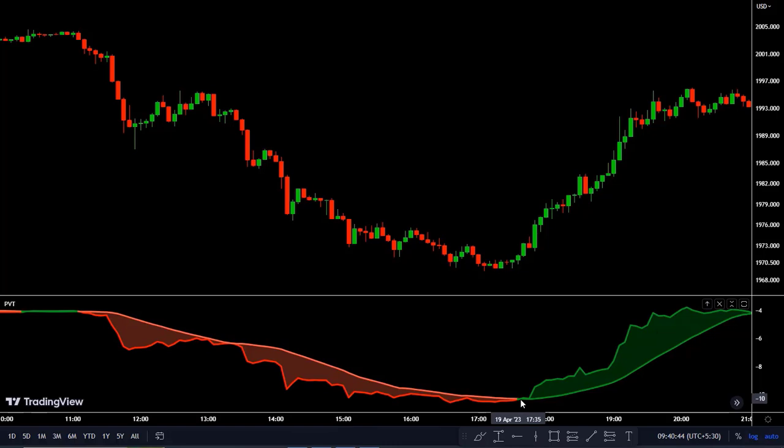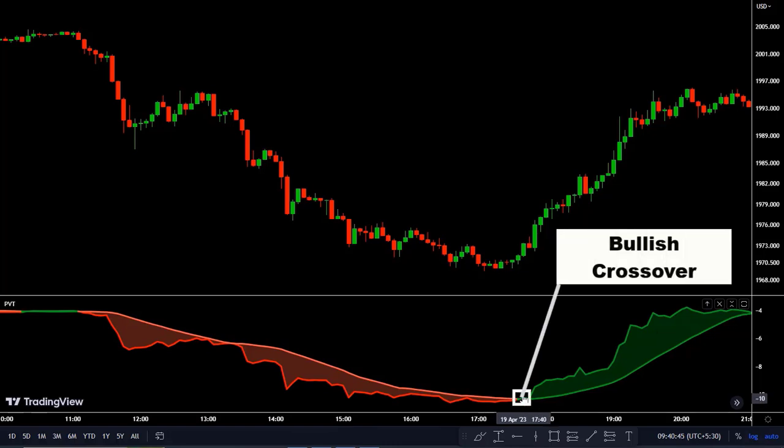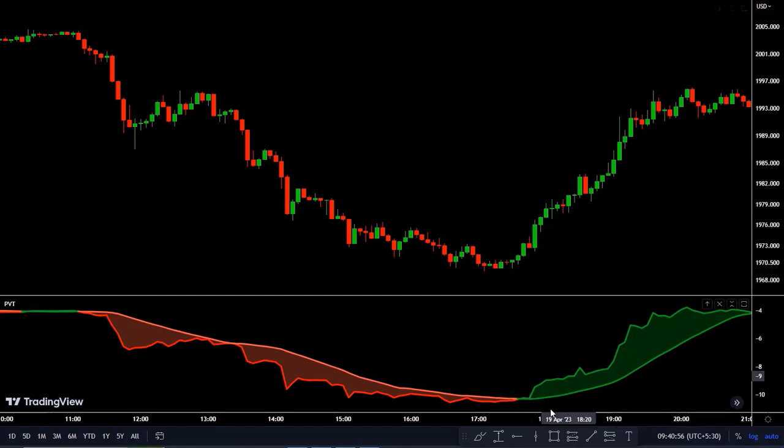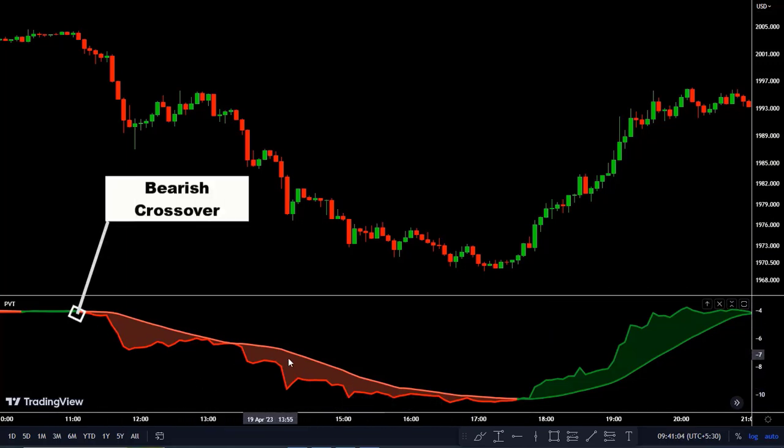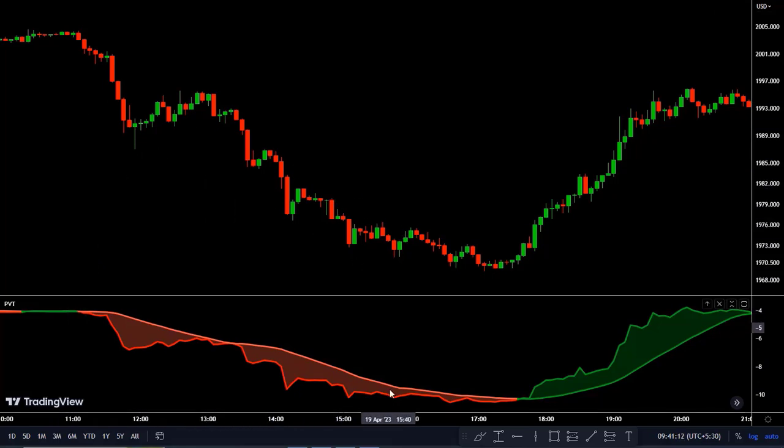Whenever the PVT line crosses above the signal line, it indicates that the PVT line is moving in the upwards direction. This causes the PVT line to turn green, showing us that buying pressure has entered into the market. The opposite is true when the PVT line crosses below the signal line. This indicates that selling pressure has entered the market, causing the PVT line to turn red.